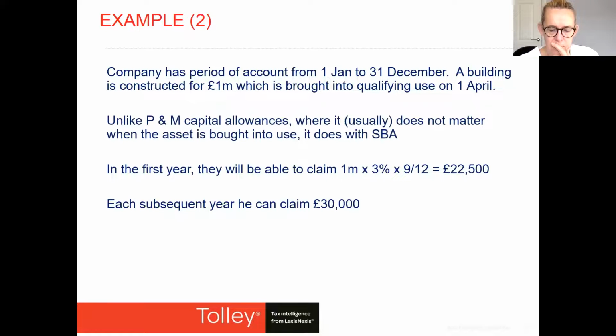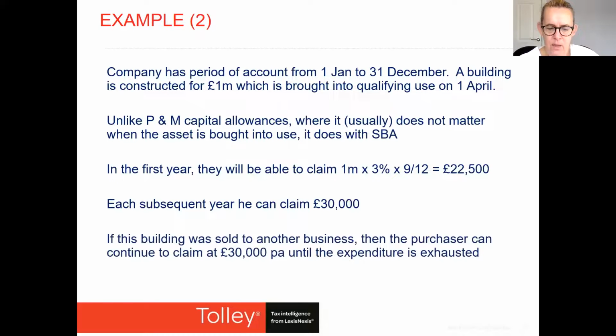But again, that's all that matters. If the building was sold to someone else, they would again just continue to claim £30,000 per annum until the expenditure is exhausted. No balancing adjustment for the original purchaser or anything else.